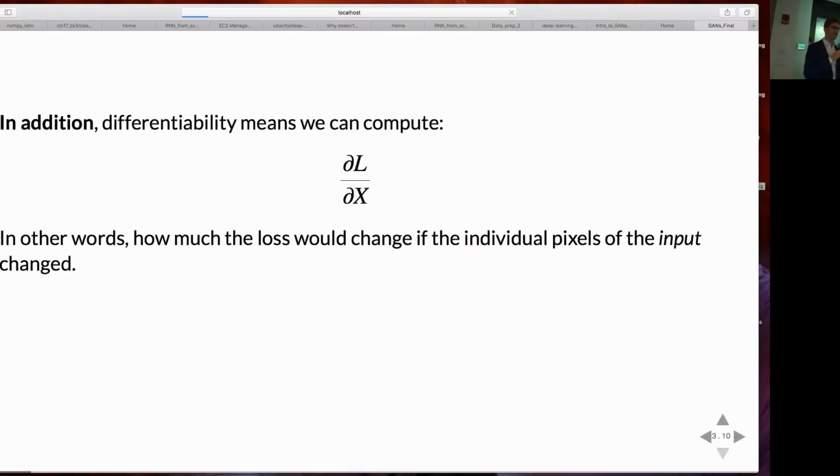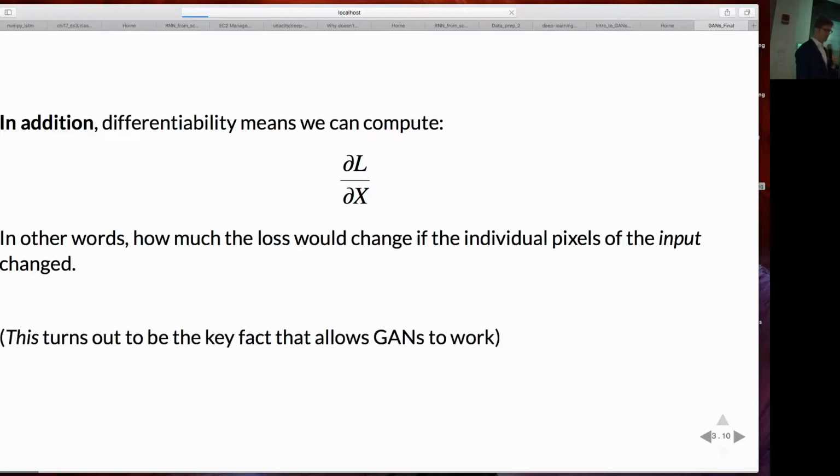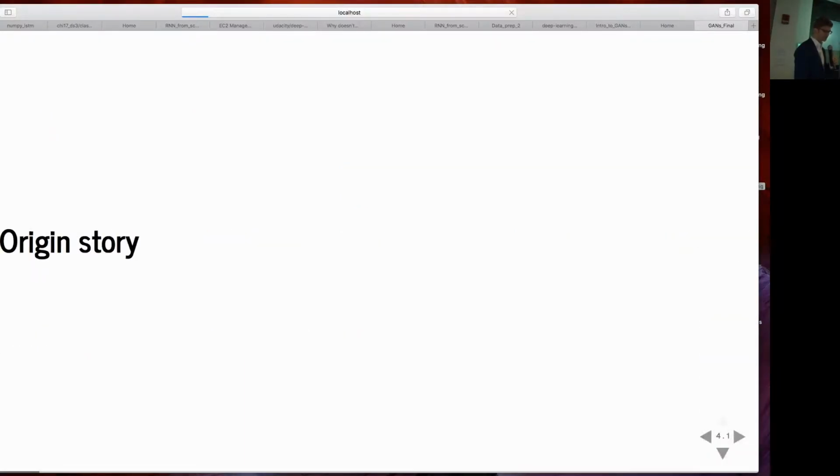Importantly, though, not only can you compute the derivative of the loss with respect to the weights, you could also compute the derivative of the loss with respect to the input to the neural network. You could figure out if I changed a pixel in the input image by this much, how much would the loss change? Would the loss go up or down? You can do this because neural networks are differentiable. And this turns out to be key in understanding how GANs work or why they work.